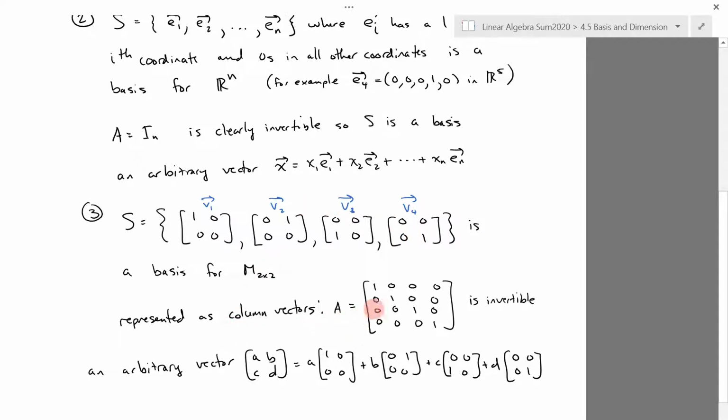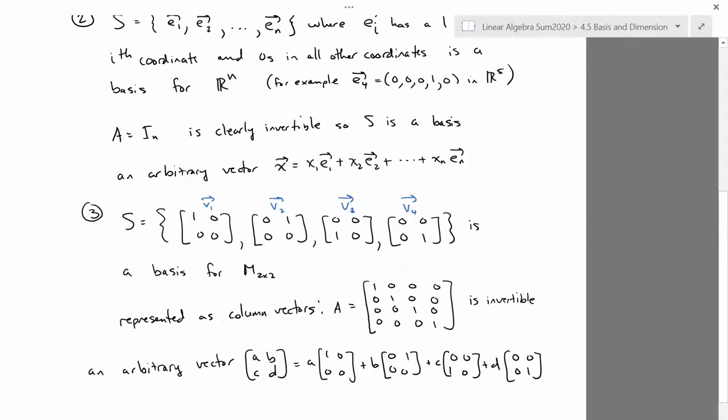And again, to verify this is a basis, I write them as column vectors, right? So each basis vector has 4 coordinates. So as a column vector, this would look like 1, 0, 0, 0. This is 0, 1, 0, 0. This is 0, 0, 1, 0. And this is 0, 0, 0, 1. And again, it forms the identity matrix.